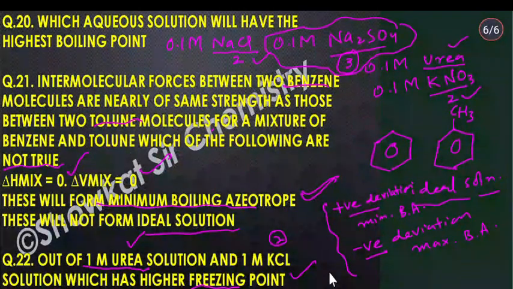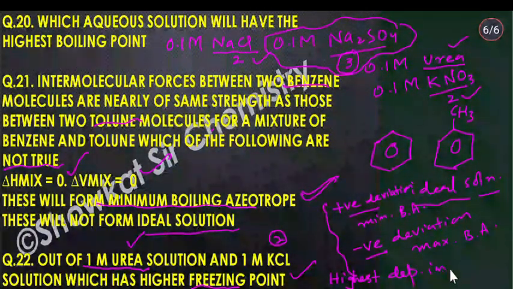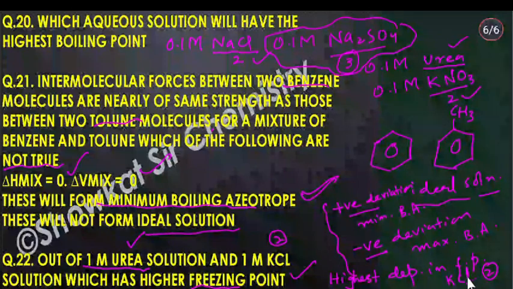But the important thing is that if the question is asked that out of 1 molar urea solution and 1 molar KCl solution, which has higher depression in freezing point, then you will remember that the answer will be KCl at that time, because it gives the maximum number of ions in the solution. So number of moles will be more, colligative property will also be more, and we already know that depression in freezing point is a colligative property, but freezing point is not a colligative property, right?